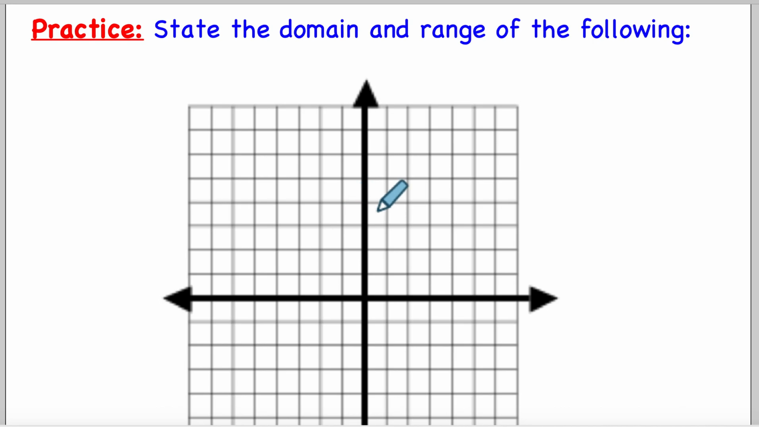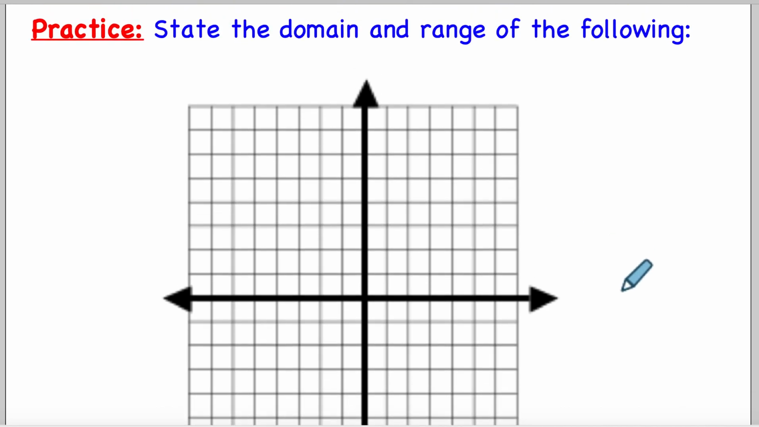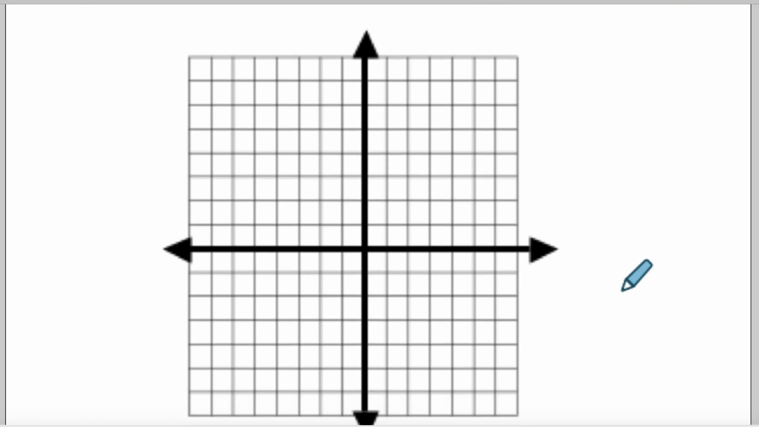Now, practice. State the domain and range of the following. I'm just going to draw a picture of a graph, and then I want you to pause the video and then play it after a couple of these pictures. What if I gave you a picture of a graph that went from here to here, and I asked, what is the domain and range of that red shape? It kind of looks like a parabola, but it stops here. You can pause the video, write down a domain, write down a range, and then resume it.